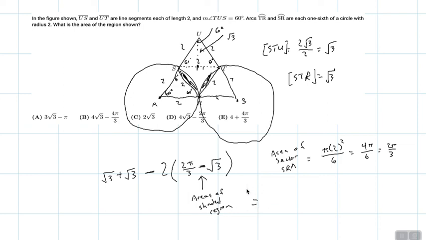And so what this is going to come out to equal is, we add these together, so we have 2 root 3, and this is going to be minus 4 pi over 3 and plus 2 root 3. So here we have 4 root 3 minus 4 pi over 3, and that is the area of the region that we're concerned about. So the answer then is choice B.